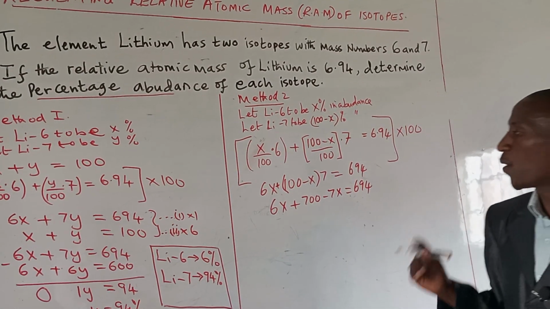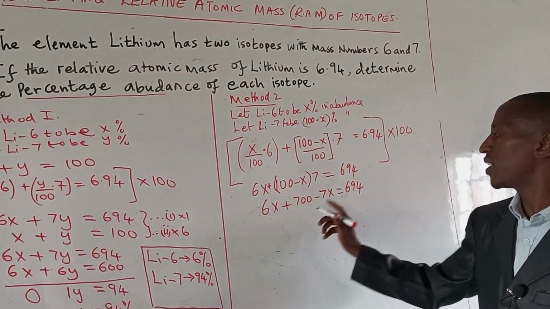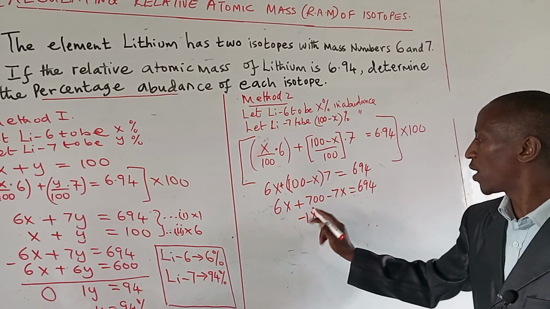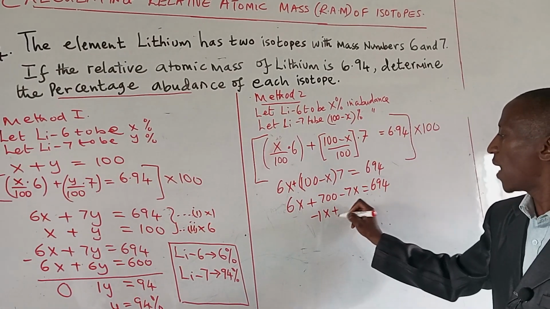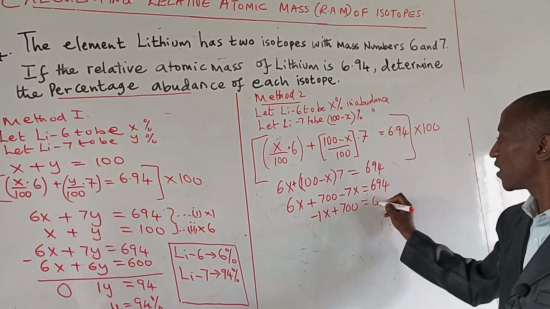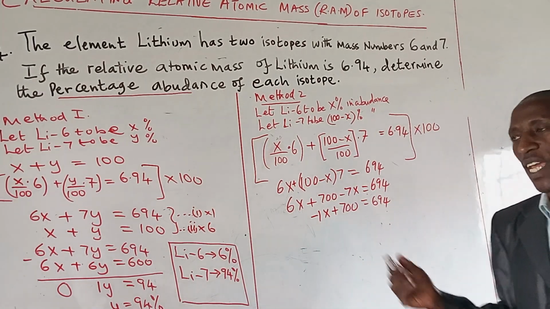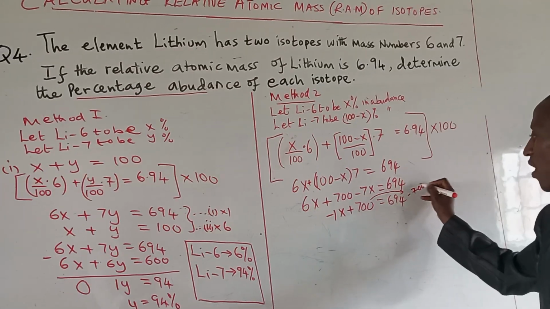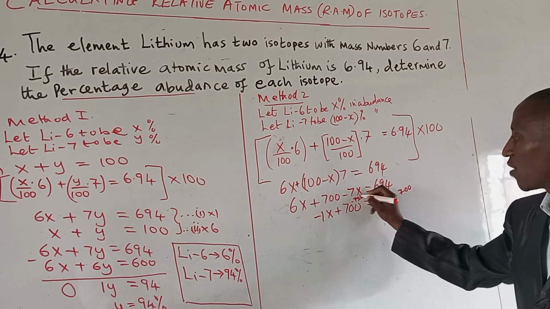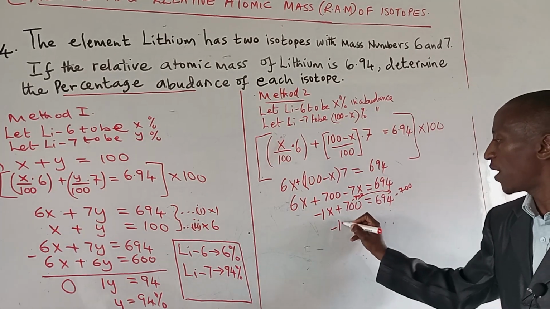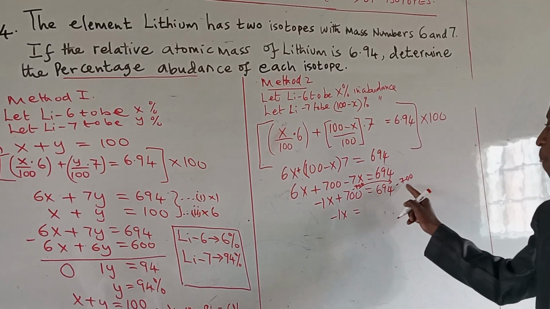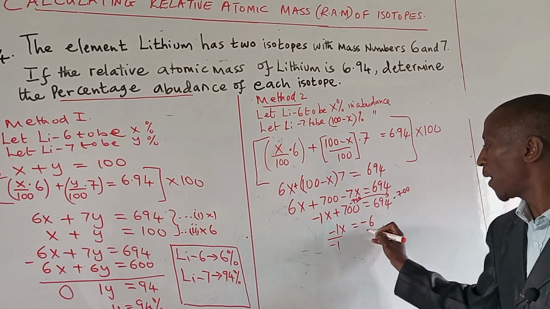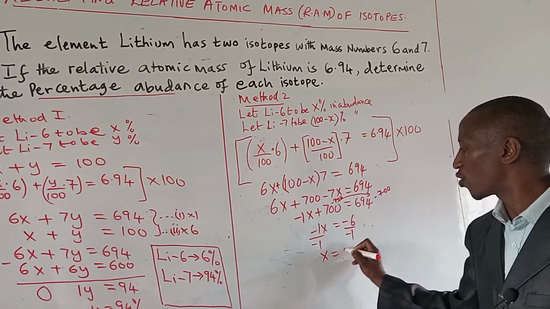Viewers, we put like terms together. 6x minus 7x is negative 1x. So we have negative 1x there. We add that to 700, and that gives us 694. So we put like terms together. We shift this onto this other side, and we shall subtract 700 from both sides. We get negative 1x is equal to 694 minus 700, we get negative 6. We divide both sides by negative 1, and we get x to be equal to 6.